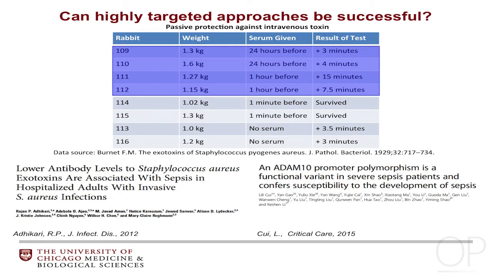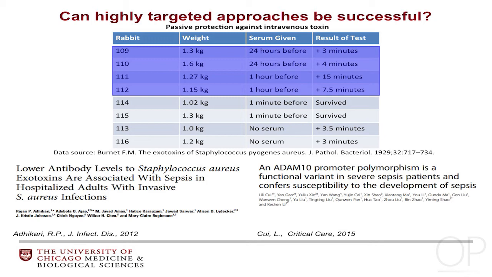So this then leads us to ask the question: can highly targeted approaches that focus on a bacterial toxin be successful? An interesting piece of insight in this regard was compiled even as early as 1929 by McFarland Burnett, in which he examined rabbits that were treated with an intravenous administration of the alpha-toxin. And what you can observe in the highlighted box is that animals that received an antitoxin-containing serum very shortly before administration of the toxin survived the toxin challenge.